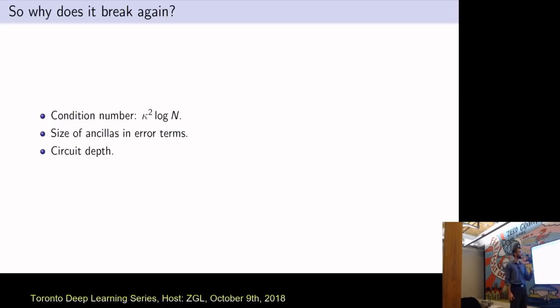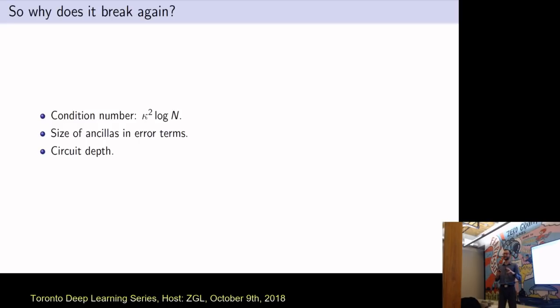And then the size of the ancillas in the error terms is also very bad. So whatever ancilla register you saw before, that's the part where you really need as many particles as there are in the universe to invert a 20 by 20 matrix, right? So that's where it becomes really unrealistic. And that's why I was so upset about all these papers coming out using this algorithm as a primitive.